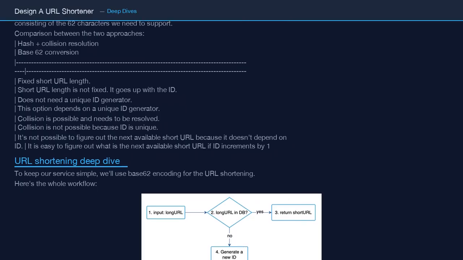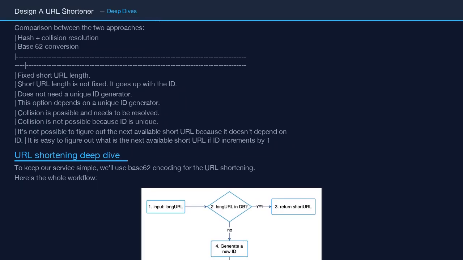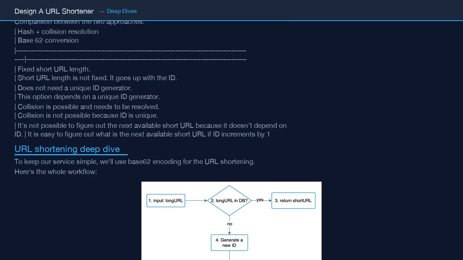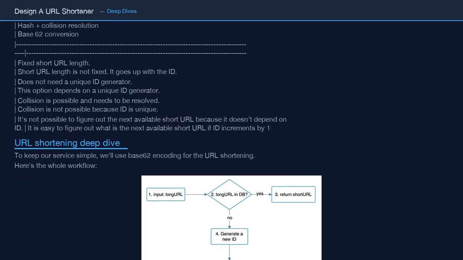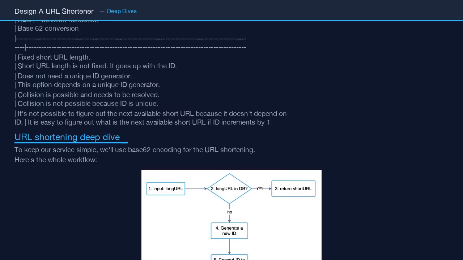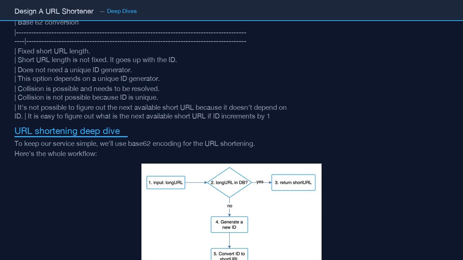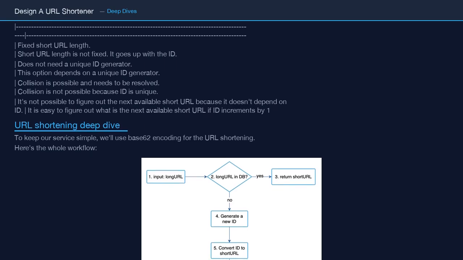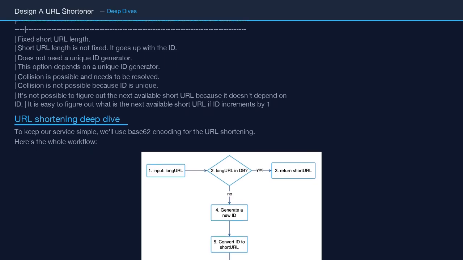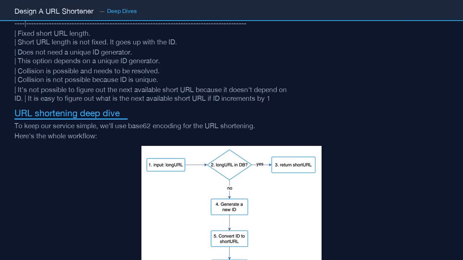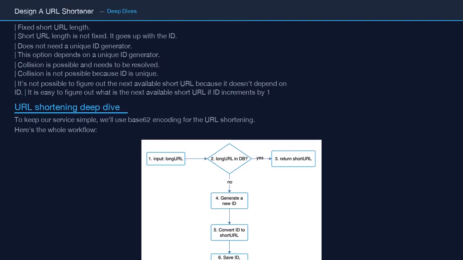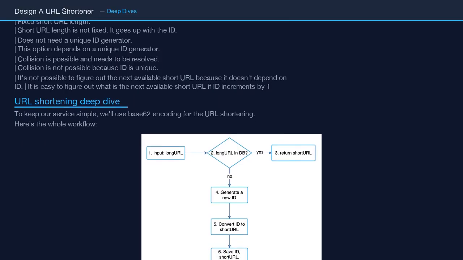Let's compare these two approaches directly. With hash plus collision resolution, the short URL length is always fixed. It doesn't depend on a unique ID generator, which simplifies the infrastructure. But you do have to handle collisions, and because the output doesn't depend on an incrementing ID, you can't predict or enumerate short URLs, which is actually good for security.